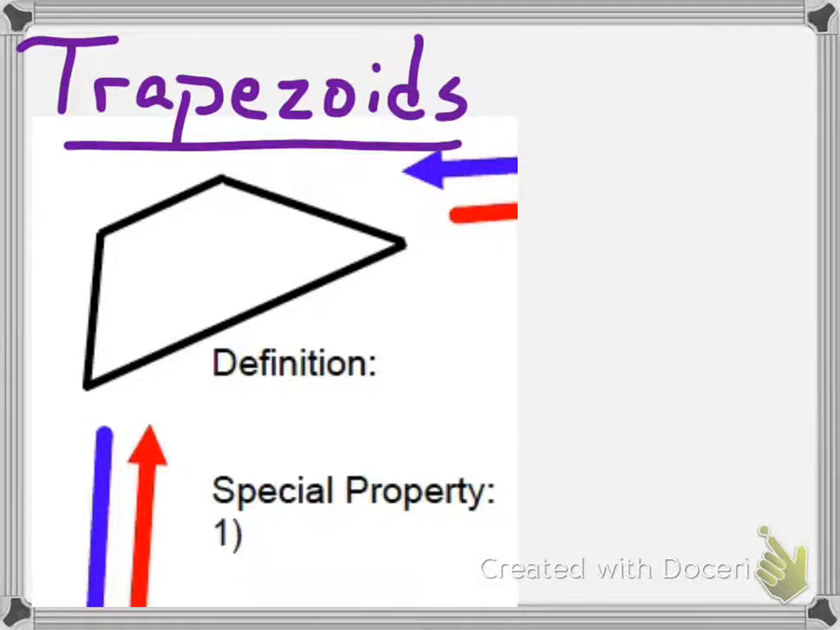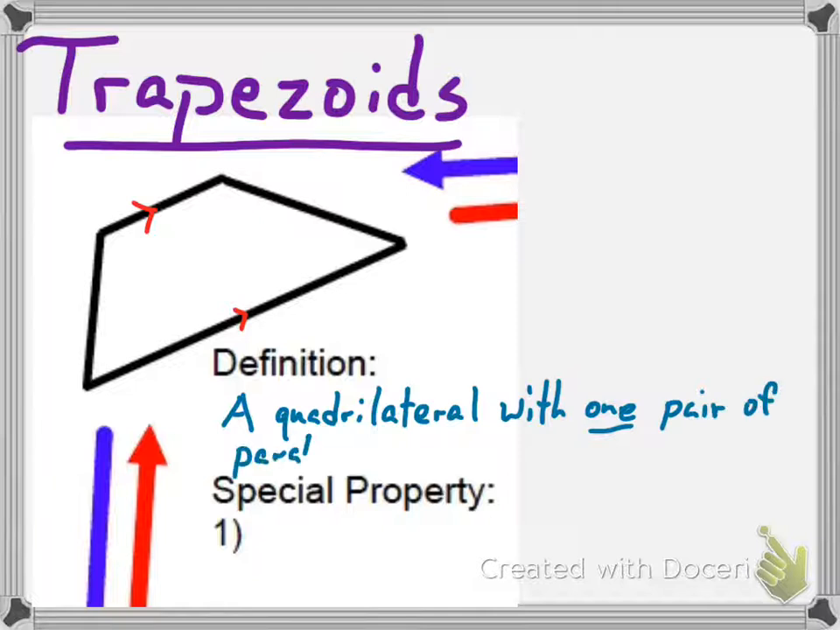So what's the definition of a trapezoid? A trapezoid has one pair of parallel sides. So that's what these little arrows mean again. They mean parallel, not congruent. So let's take a look. It's a quadrilateral with one pair of parallel sides. If both pairs of sides were parallel, then it would be a parallelogram. But this is not. It's a trapezoid.